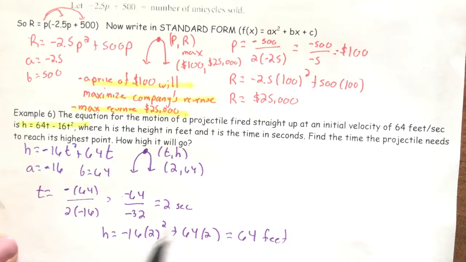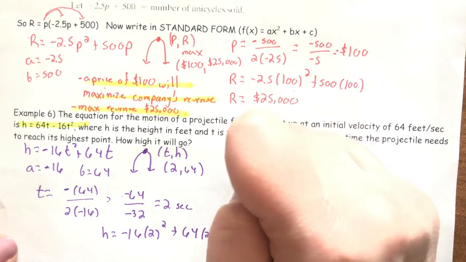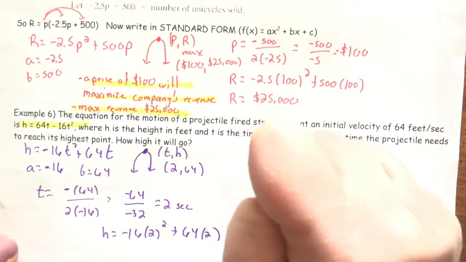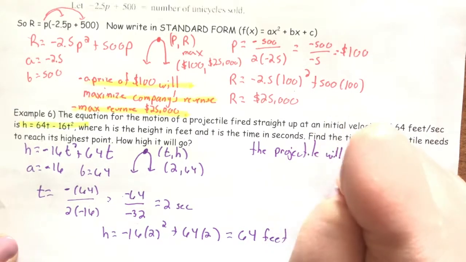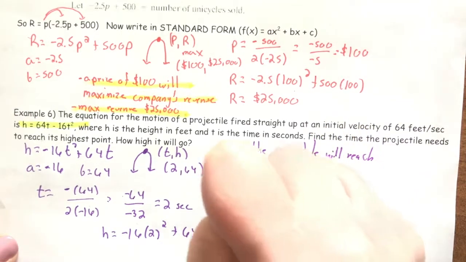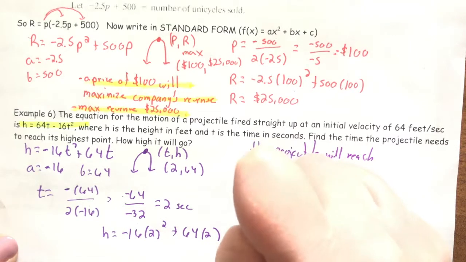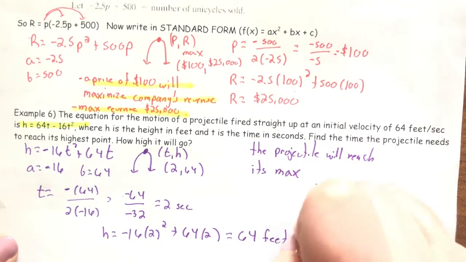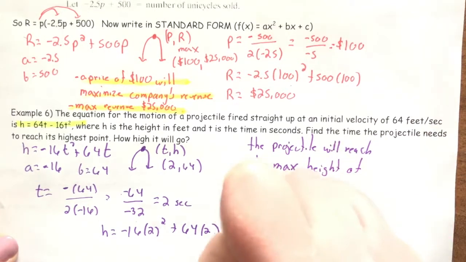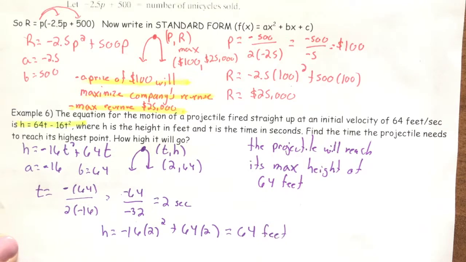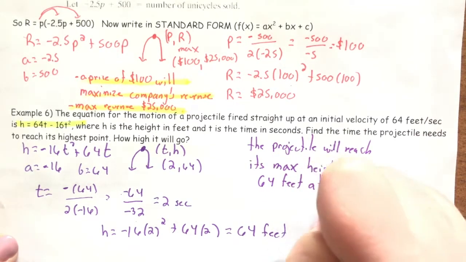And then we're going to answer the question. Find the time the projectile needs to reach its highest height. So the projectile will reach the max height at 2 seconds, and the max height is 64. So we're going to say the projectile will reach its max height of 64 feet at 2 seconds.